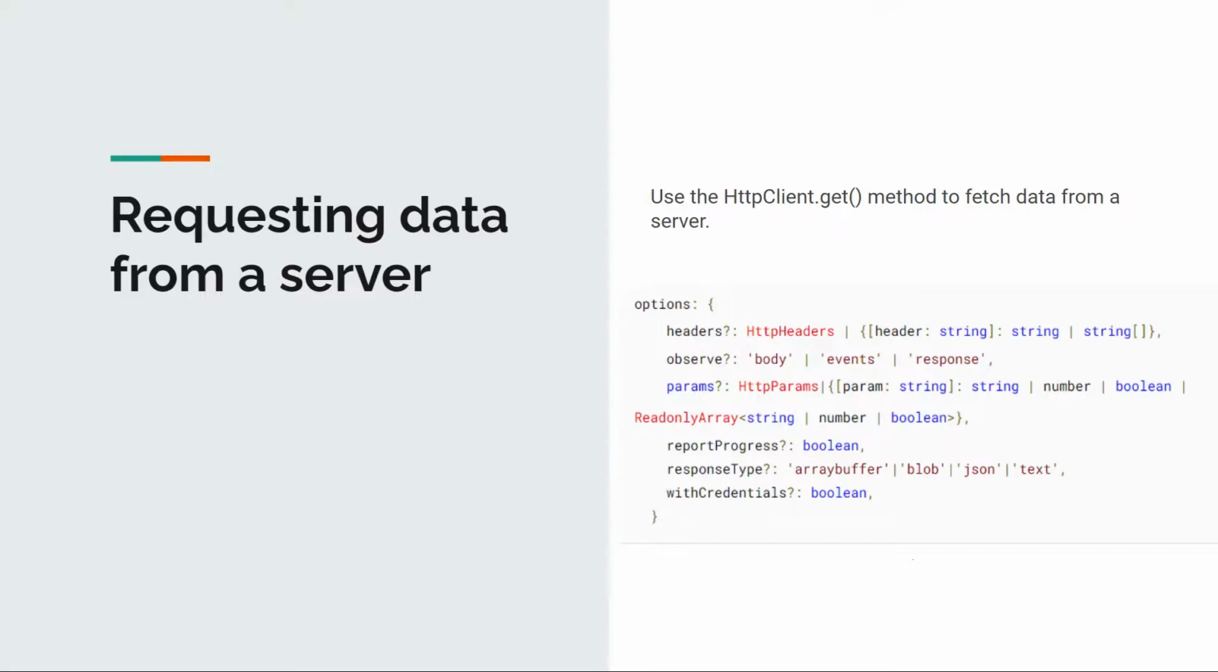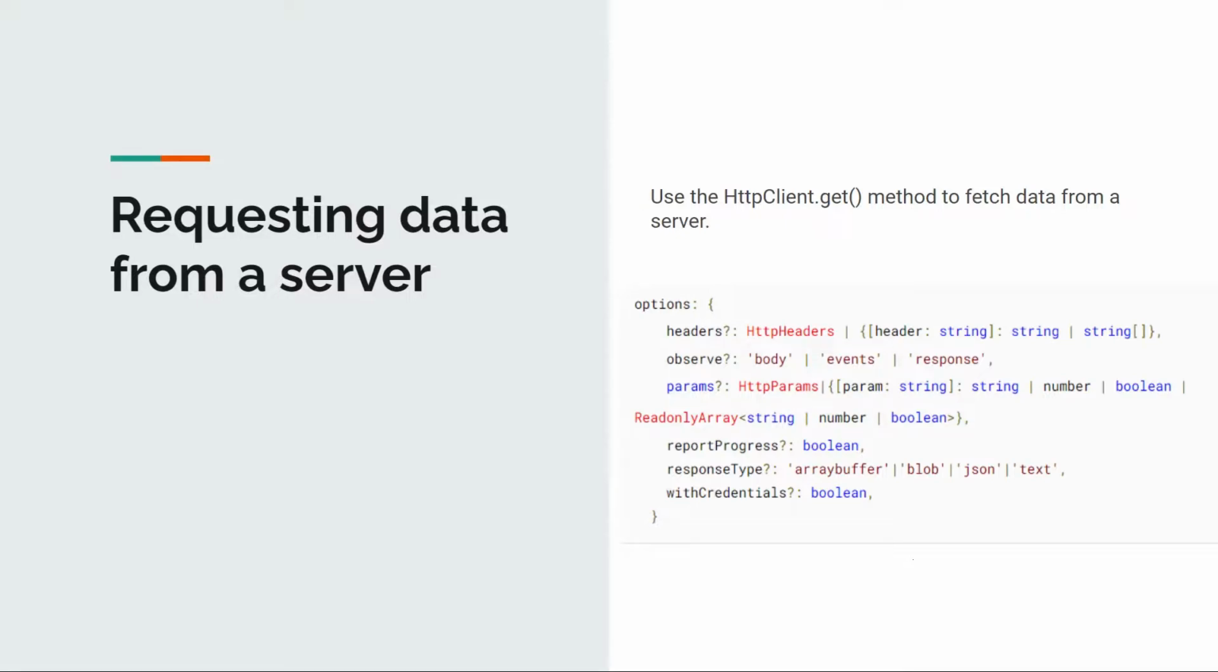And then consider the report progress option. This parameter is basically used when you are uploading or sending a large amount of data. It reports the progress, or listens for progress events, and you can get the progress of the event by using this report progress parameter.